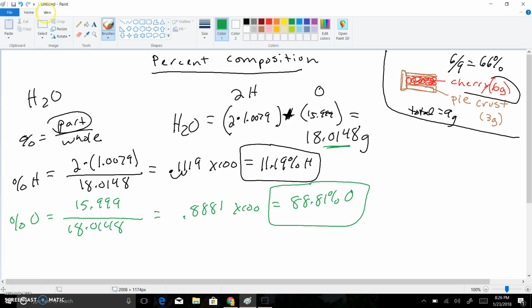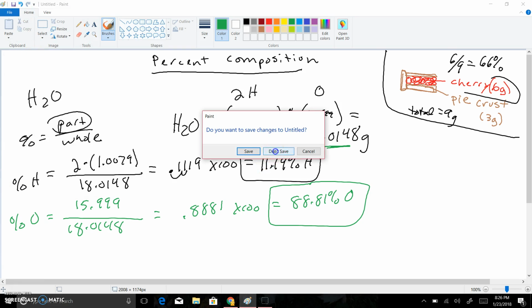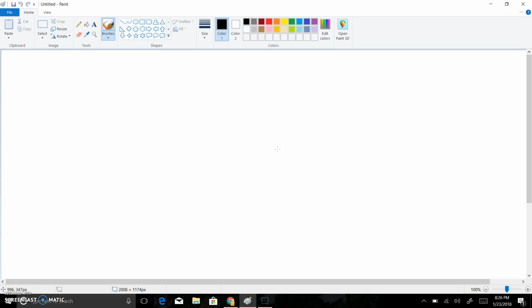Alright, I'm going to do a little trickier one and see how we do. This time we're going to look at Ca3PO4, calcium phosphate. And so I'm going to look at calcium phosphate and find its percent composition.